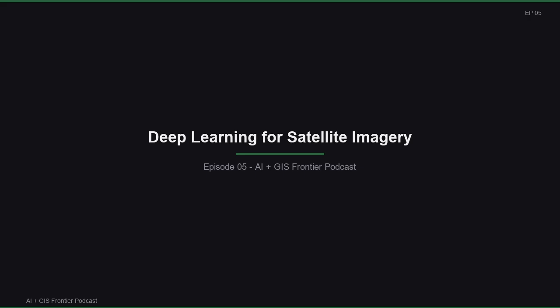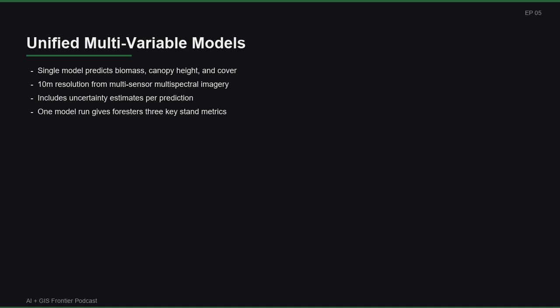The standout development is unified models that can predict multiple variables simultaneously from a single satellite image. There is a new model that takes multi-sensor, multispectral imagery at 10-meter resolution and predicts above-ground biomass density, canopy height, and canopy cover all at once, with uncertainty estimates for each. For a forester, that means one model run gives you the three most important stand metrics instead of needing separate models for each. And the uncertainty estimates tell you where the predictions are reliable and where you need field verification.